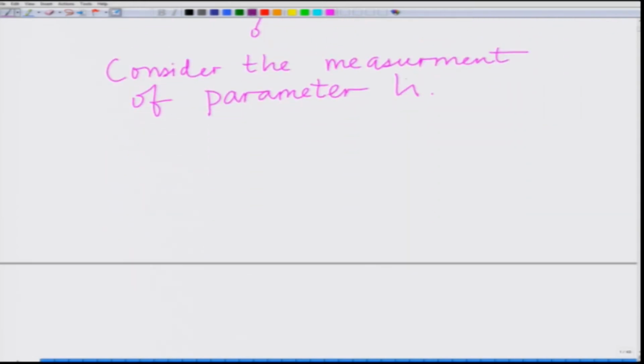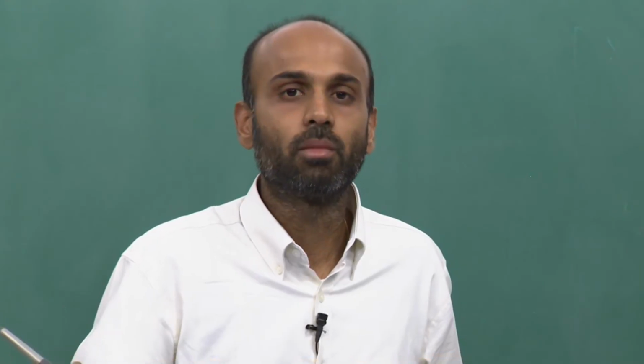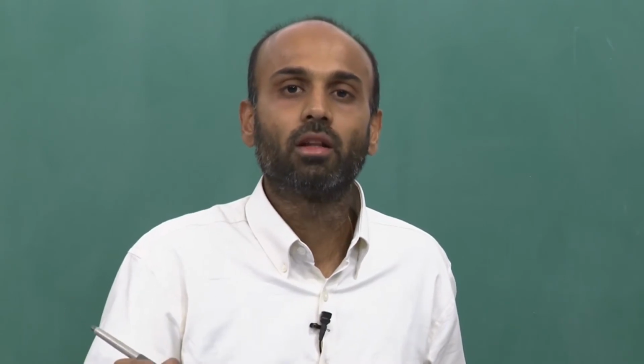This parameter can be anything. For instance, in a wireless sensor network, typically you measure parameters such as the temperature, the pressure, or the humidity. Wireless sensor networks have several applications, such as the moisture content of the soil, agriculture, weather monitoring, etc. So there are different parameters one can measure, and h denotes the parameter that is being measured.